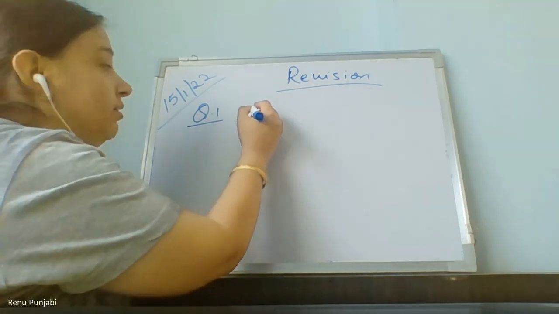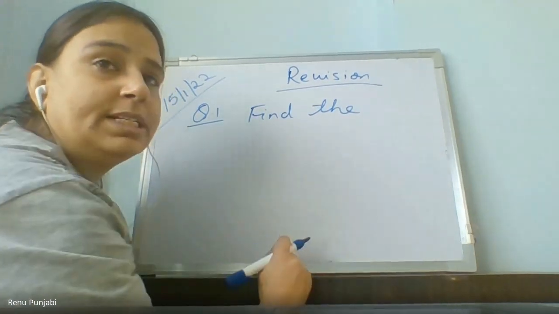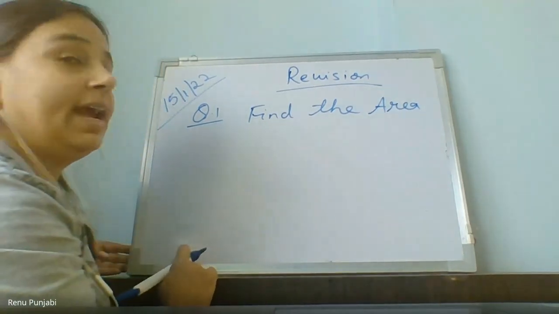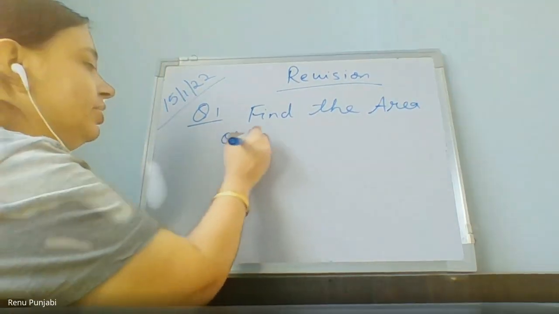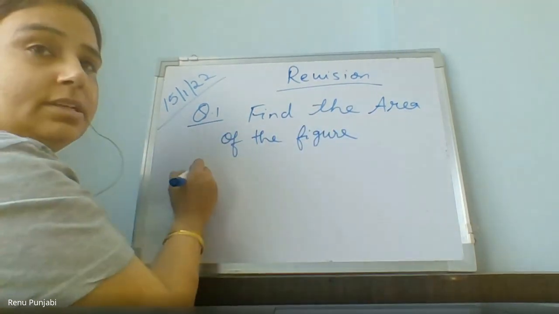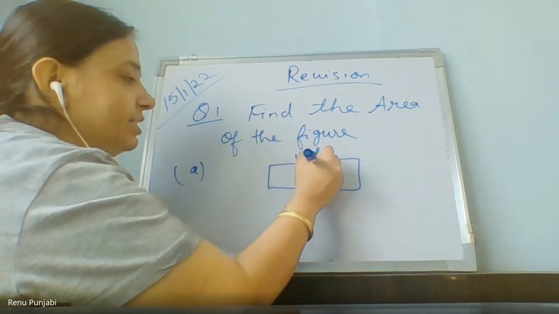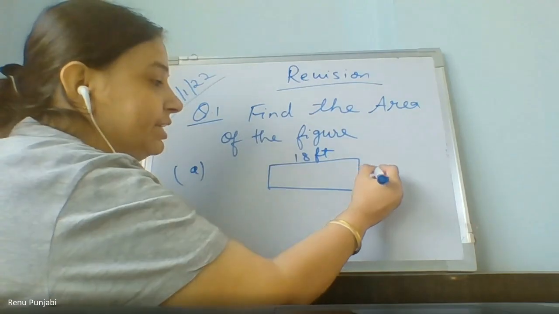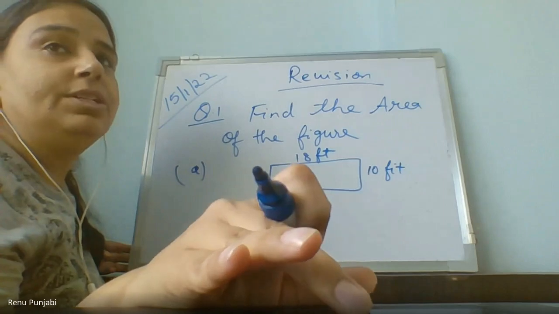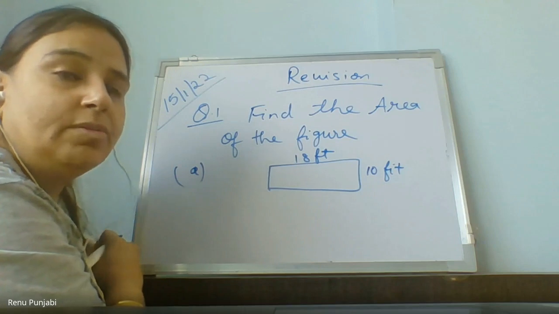Question number one. I hope the board is clearly visible to everyone. Please speak and tell. Find the area of the figure. This is the figure, 18 feet and 10 feet. Please note, you are finding the area, you are not finding the perimeter. So apply the formula for finding the area and tell me what is the answer.